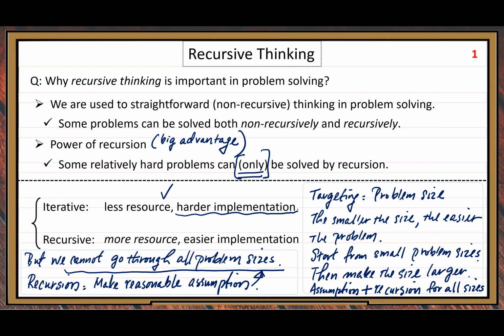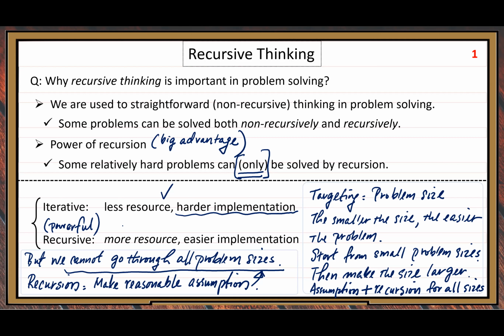The recursive way is powerful. That's the most important reason we like to take this recursive solution. So powerful. But the power is not free. You have to pay the cost. The power has a relatively high cost to pay.